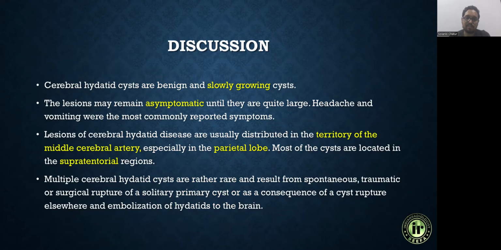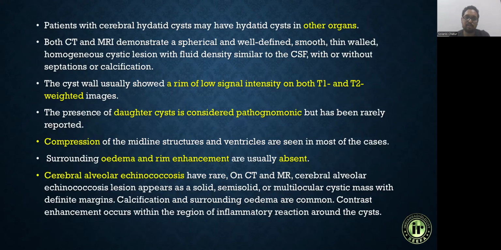Discussion. Cerebral hydatid cysts are benign, slowly growing cysts. The lesion is initially asymptomatic. When it becomes larger, it may produce pressure symptoms like headache, vomiting and nausea. Lesions of cerebral hydatid disease are usually distributed in the territory of the middle cerebral artery, especially in the parietal lobe. Most of them are in the supratentorial region. Multiple cerebral hydatid cysts are rare. It results from spontaneous, traumatic or surgical rupture of a solitary primary cyst, or as a consequence of cyst rupture elsewhere and embolization of hydatid to the brain.